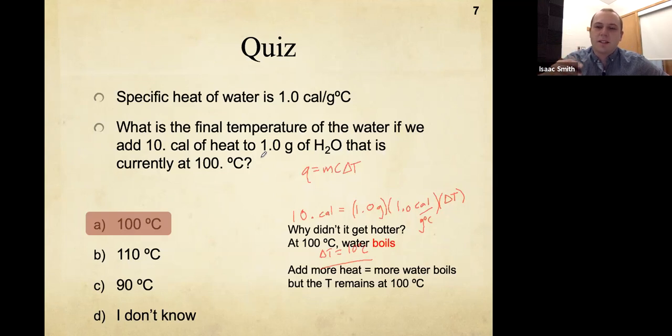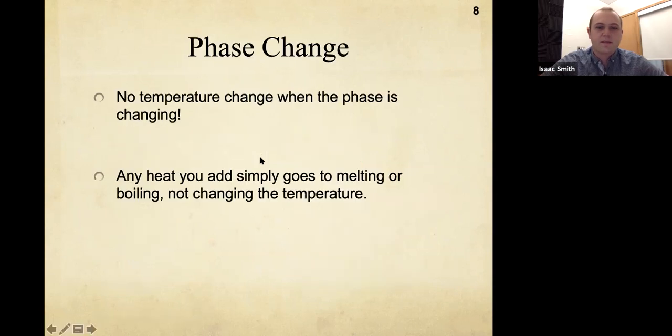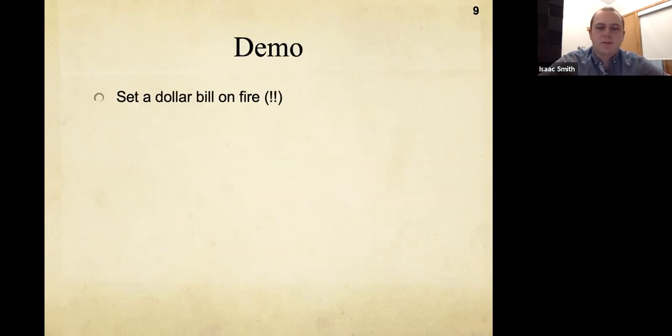We're going to talk about this, and I'll show some diagrams that might help illustrate this principle. There's no temperature change while the phase is changing from a liquid to a gas or a solid to a liquid. The heat that you add is the energy required to melt or boil it. It doesn't actually change the temperature.